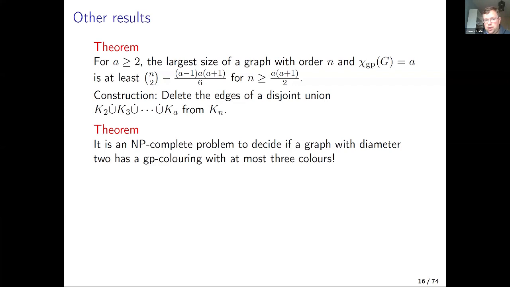This is also an NP-complete problem. In fact, it's NP-complete to decide if a graph with diameter of just 2 has a GP coloring with at most 3 colors. You can reduce that to 3-SAT. So this is intrinsically an extremely difficult problem.